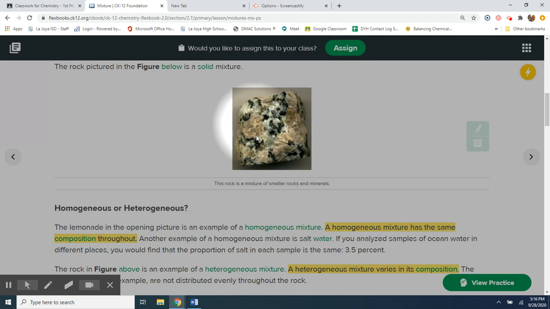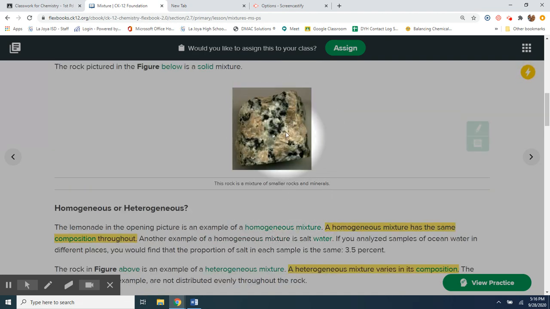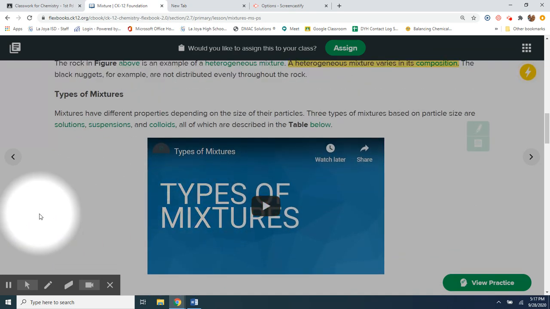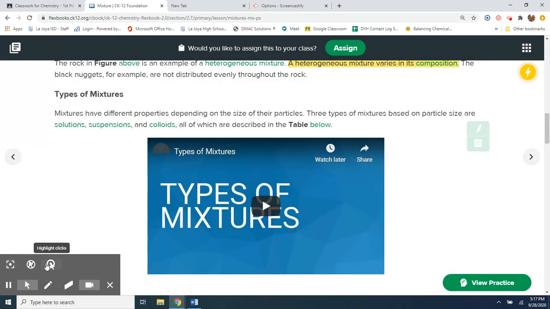If we were to take into consideration the rock, that would be known as a heterogeneous mixture because it varies in composition. You can see that there are dark areas, there are light brown areas, and there's even some white areas. Now, for mixtures, you can have different properties depending on the size of the particles.